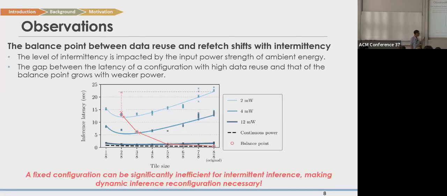So our key observation is that we cannot use a fixed configuration that maximizes data reuse for intermittent systems. Instead, we need to dynamically reconfigure the inference engine and use different configurations so that the performance can be maintained under dynamic power conditions.